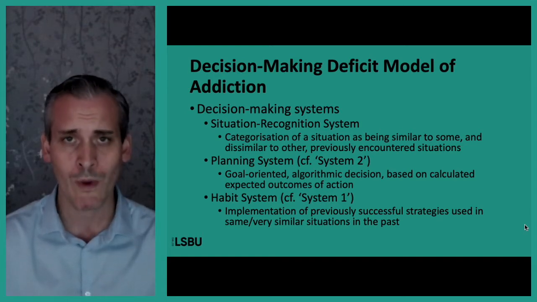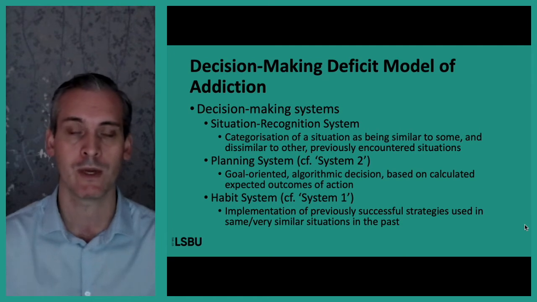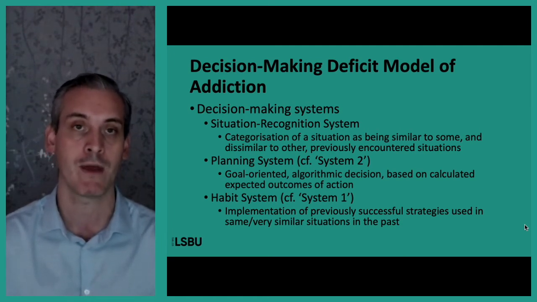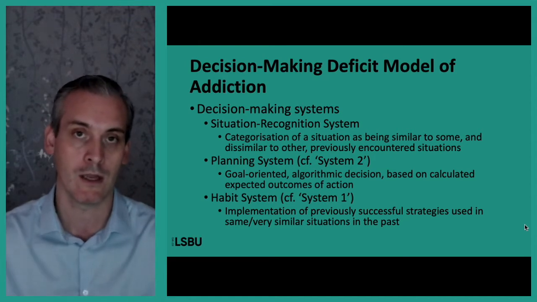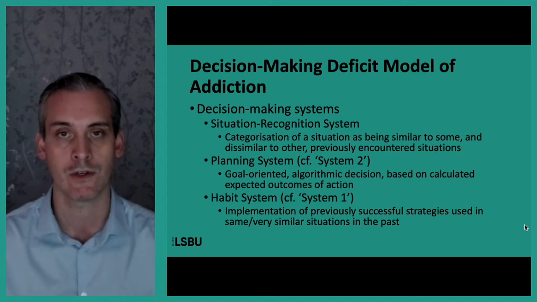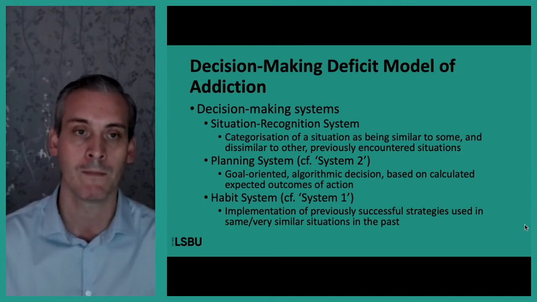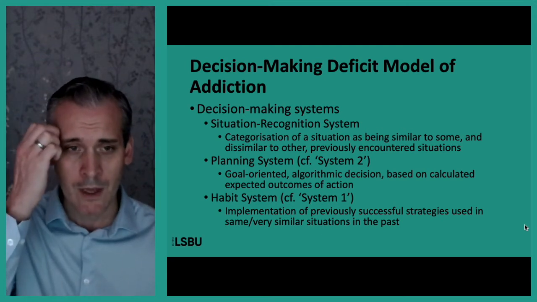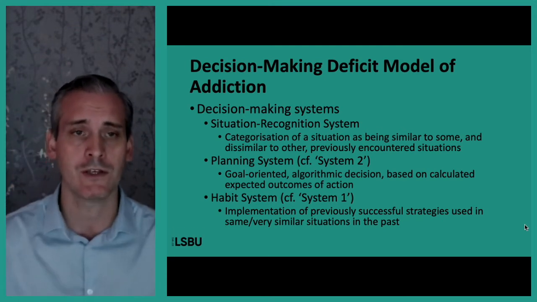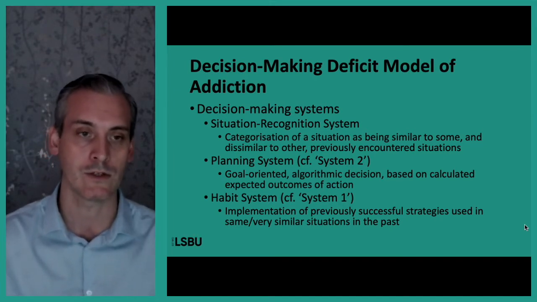So we need to have some cognitive capacity to be able to make comparisons between different situations, to decide whether or not a particular course of action that may have benefited us in a situation previously is the right course of action to choose in the current situation, which may differ to a lot greater or lesser degree. And so the situation recognition system is important because it's one that can also be undermined. I'll explain that in just a moment.